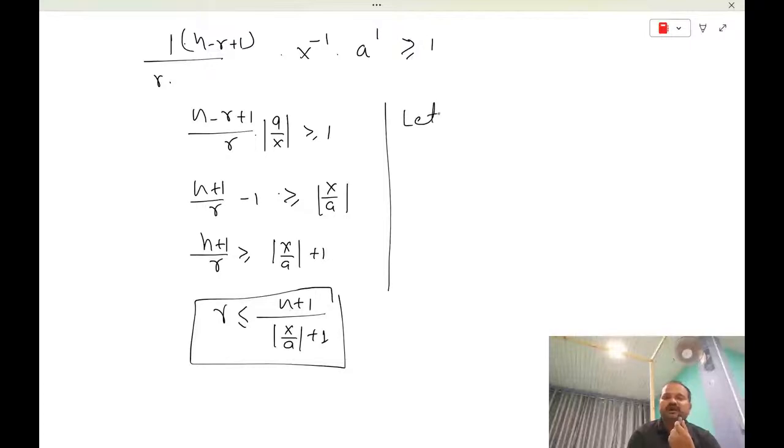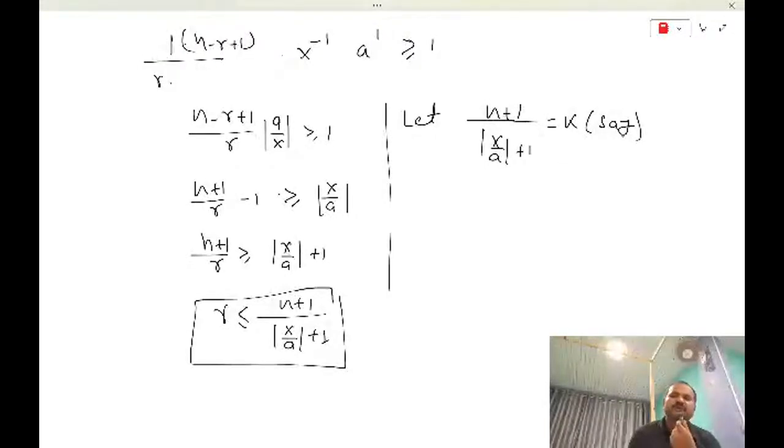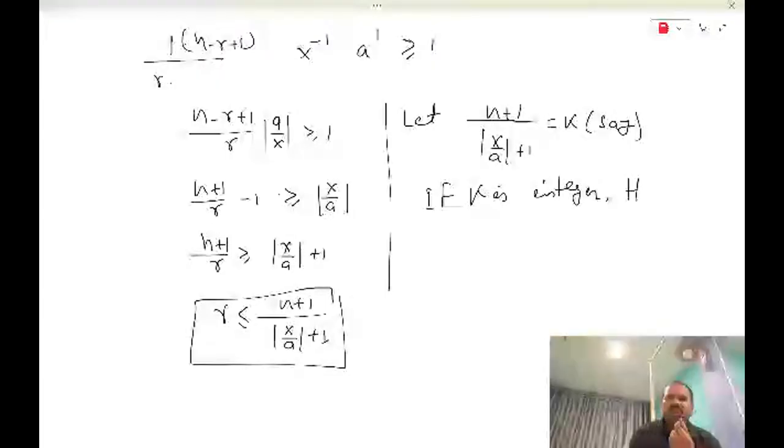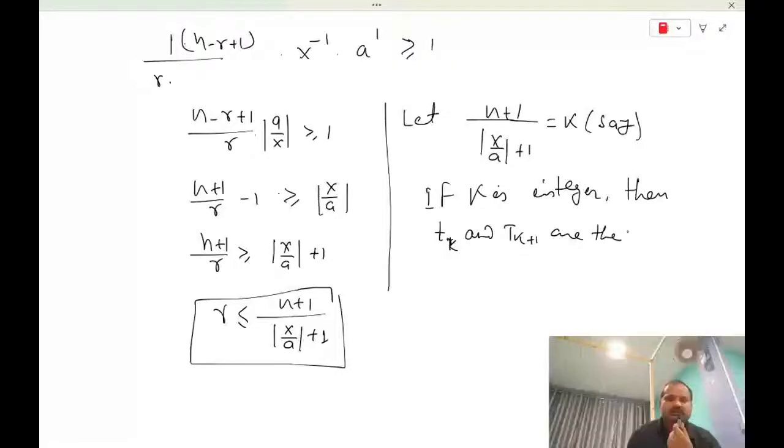So sometimes we will take plus 1, sometimes it's fractions, or maybe assume the right side value is equal to k. So if k is an integer, then there will be two middle terms, that is t_k and t_(k+1) are the greatest numerical terms.